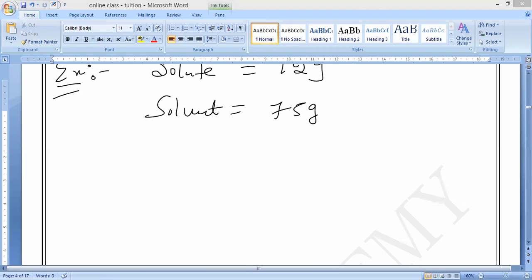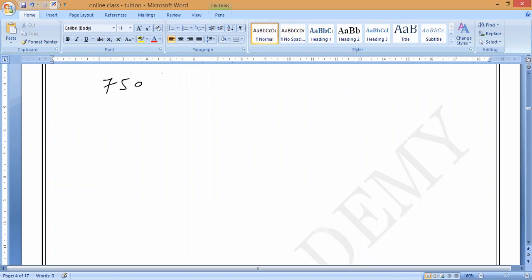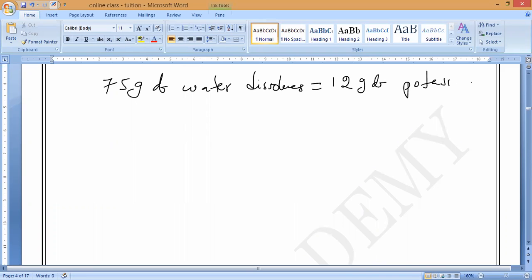So anybody can say, 75 grams of water dissolves 12 grams of potassium sulfate. Understand, all of you? Now, 75 becomes how much? It must be made 100 grams of water.